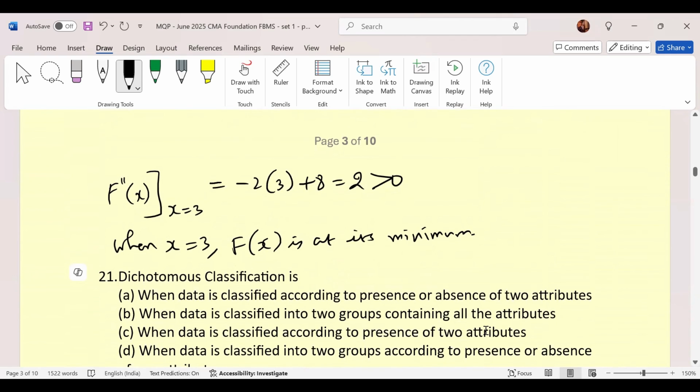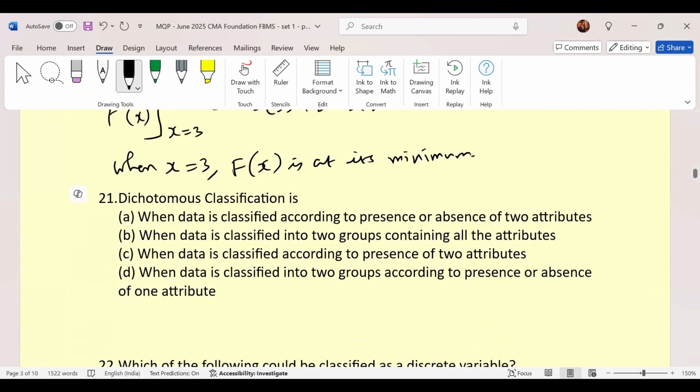Dichotomous classification is, different options are given: when data is classified according to presence or absence of two attributes, when data is classified into two groups containing all the attributes, when data is classified according to presence of two attributes, when data is classified into two groups according to presence or absence of one attribute. That is the correct option, the last one. So answer is D. So we will continue with this solution in our next video.